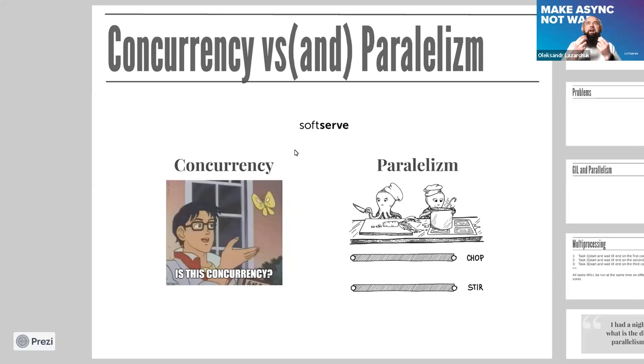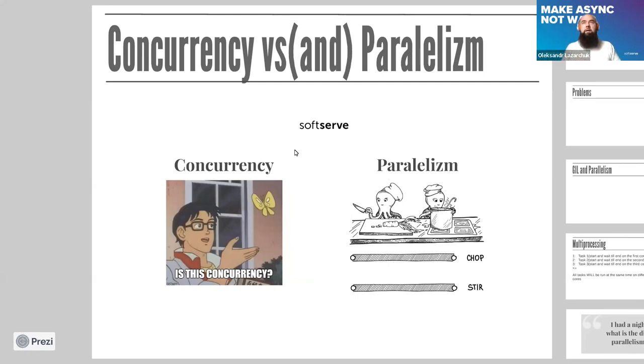What's the difference? How many executors do we have in concurrency and in parallelism? In concurrency, I guess there will be one executor, and in parallelism, you have n number of executors, right? Correct. Yeah, depending on the number of cores.